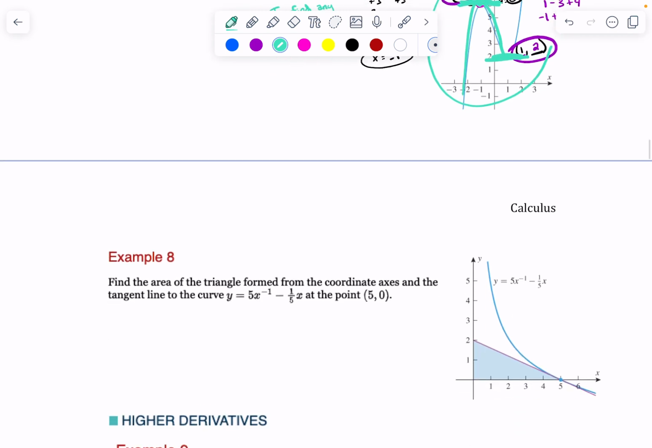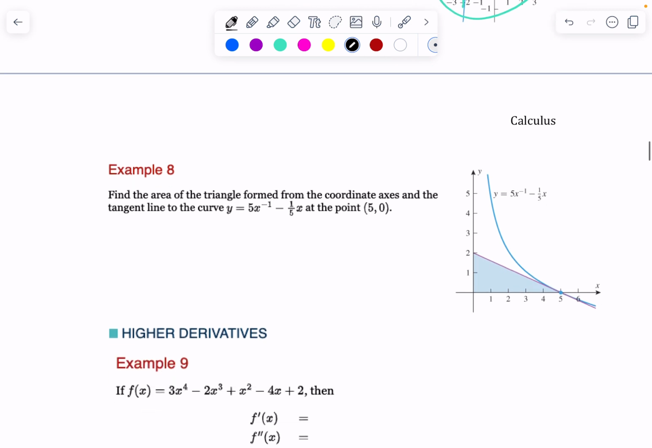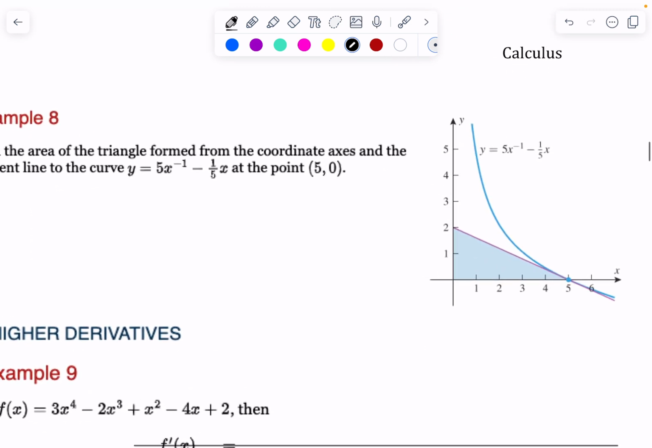Okay, example 8. I do not like example 8. I do not understand what they're trying to get at with example 8. Let me just read it to you. I'm going to change it a little bit. Find the area of the triangle formed by the coordinate axes and the tangent line to the curve of this function at the point (5, 0). Great. Okay.